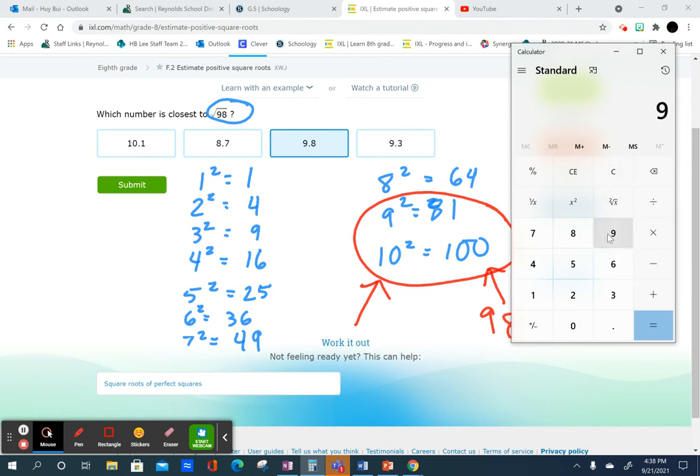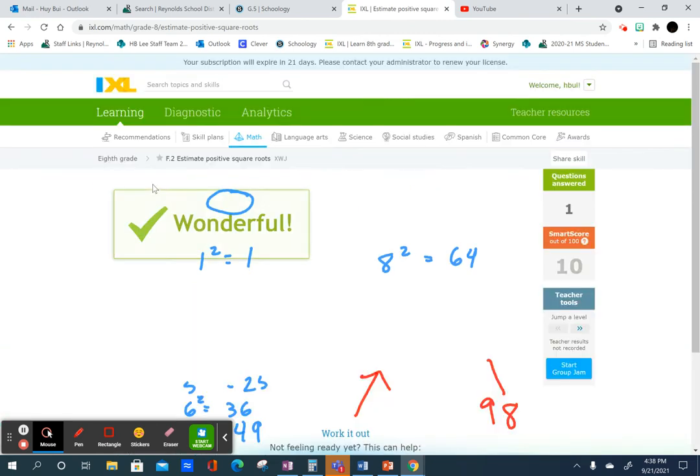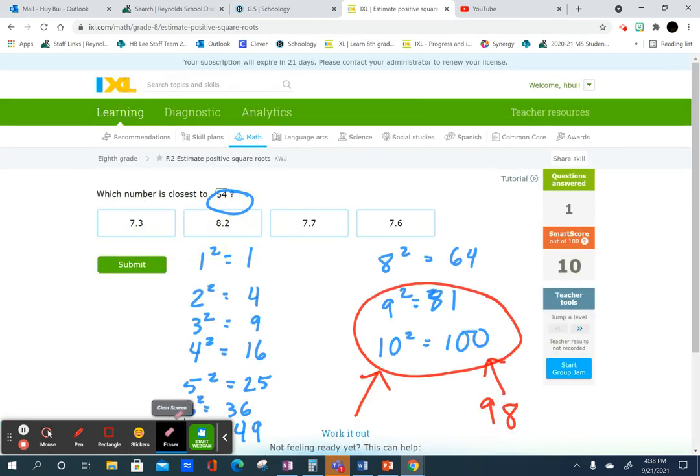So it's not 98, but it's really close to 98. And you can probably tell that it's going to be closer than 9.3 squared, because 9.3 is going to be less than that. Okay, so 9.8 is really close. Let's submit that. All right, excellent.